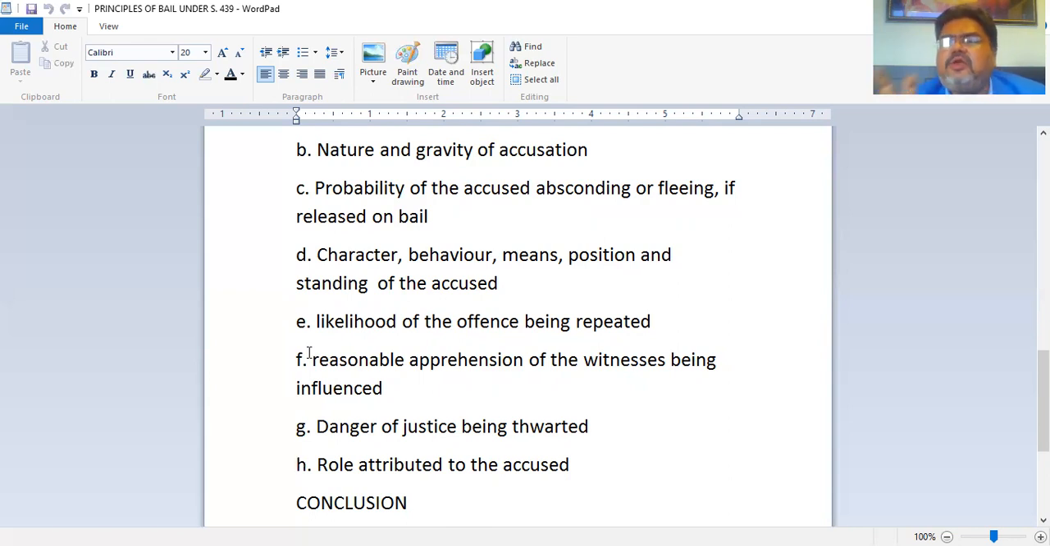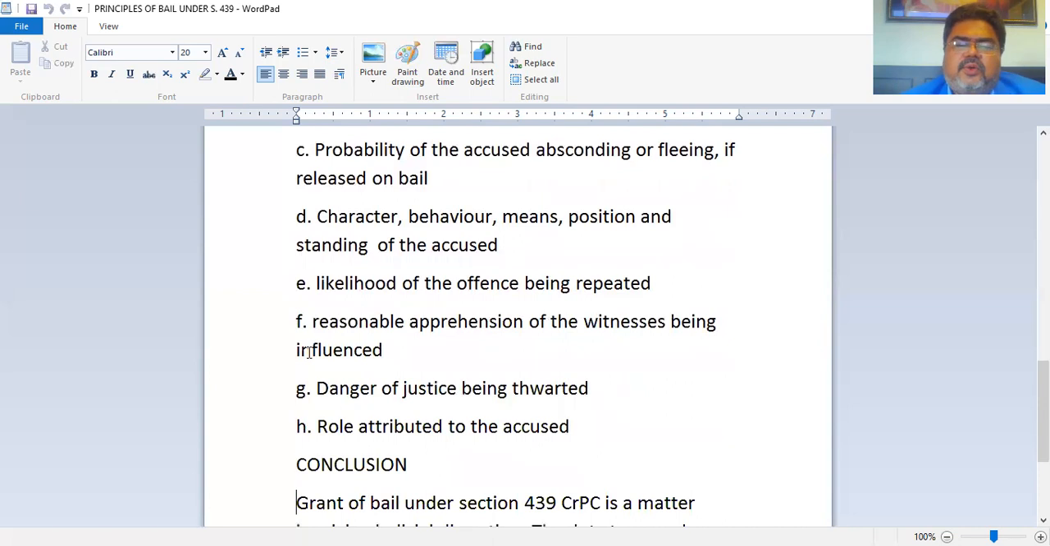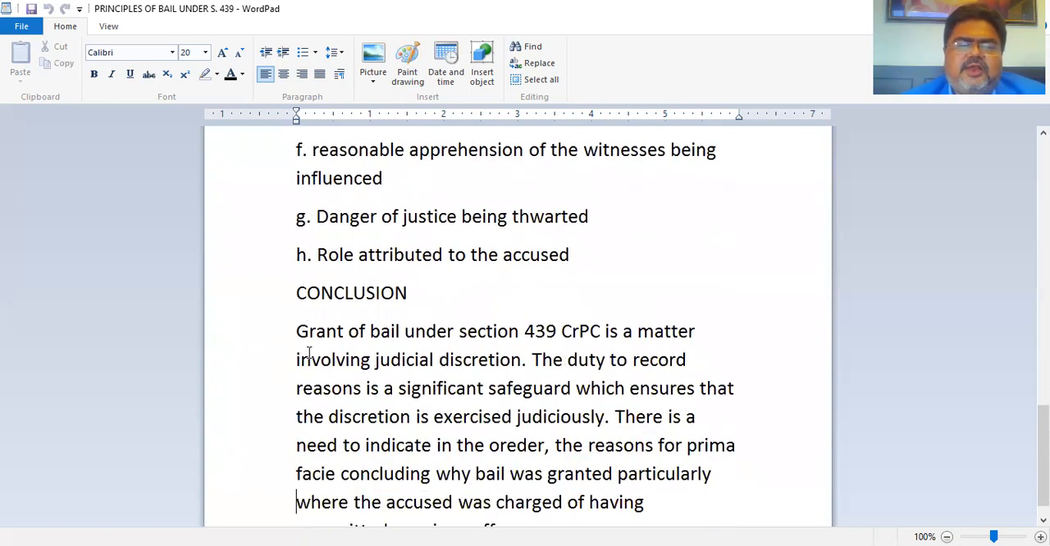If he has a major role to play, if he is the main conspirator, if he is the kingpin, then obviously bail should not be granted. And if he is not the kingpin, if his role is a slight one and he is there only because of section 34 IPC or section 149 IPC, then bail may be granted to him. So we conclude now. Conclusion, it's a very small conclusion here.